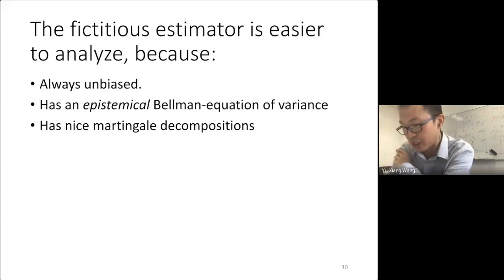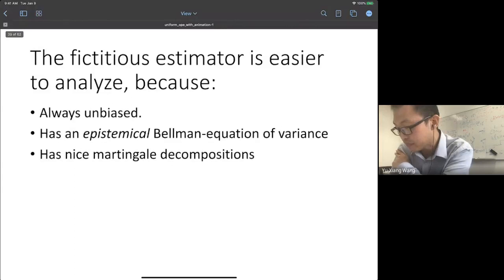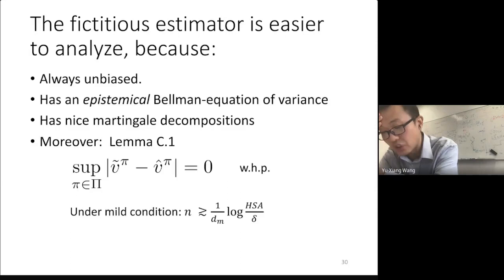And the best part of it is that with high probability it is actually identical to the actual estimator. So you basically get all this unbiasedness, all these nice properties for free, with some mild assumption on n larger than 1/dm.